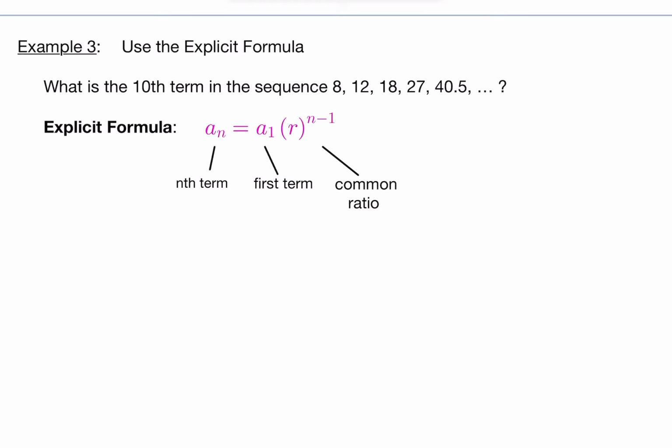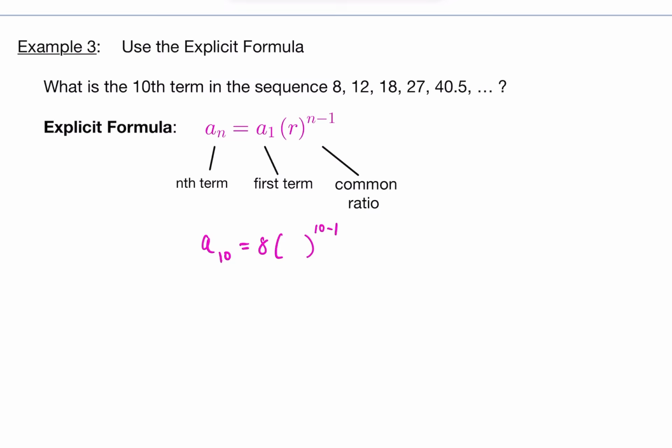Okay? Now, if we had the explicit formula, then we could say the 10th term is equal to the first term times the common ratio raised to the 10 minus 1 power, or 9th power. So a sub 10 is going to equal the first term in this sequence, which is 8, times the common ratio, we haven't solved that yet, but I'm going to leave that blank, to the 10 minus 1 power. Okay? So let's go ahead and solve for the common ratio.